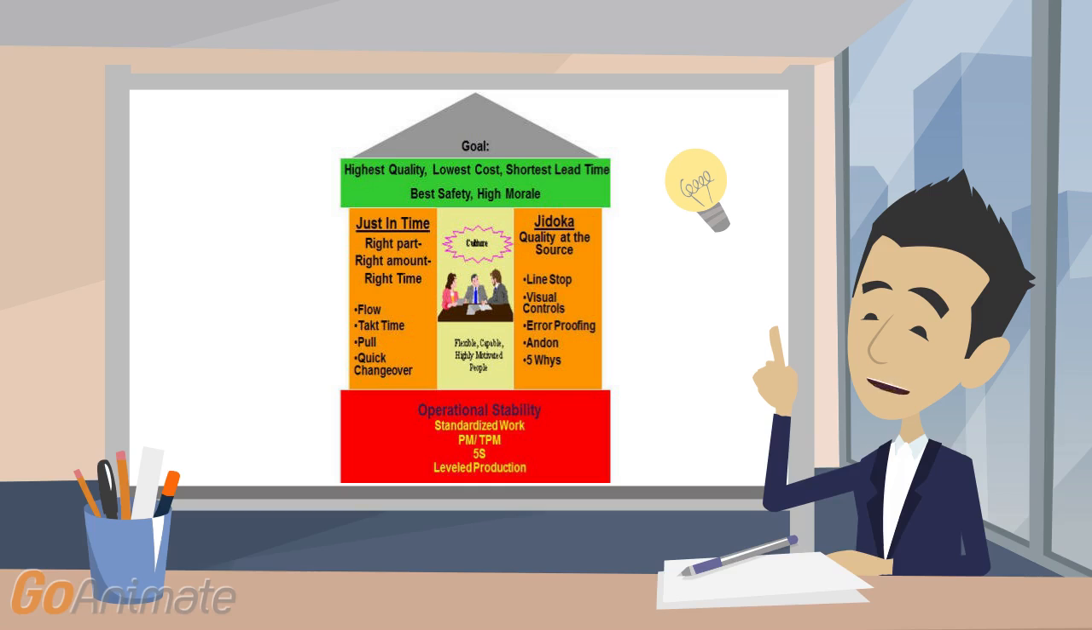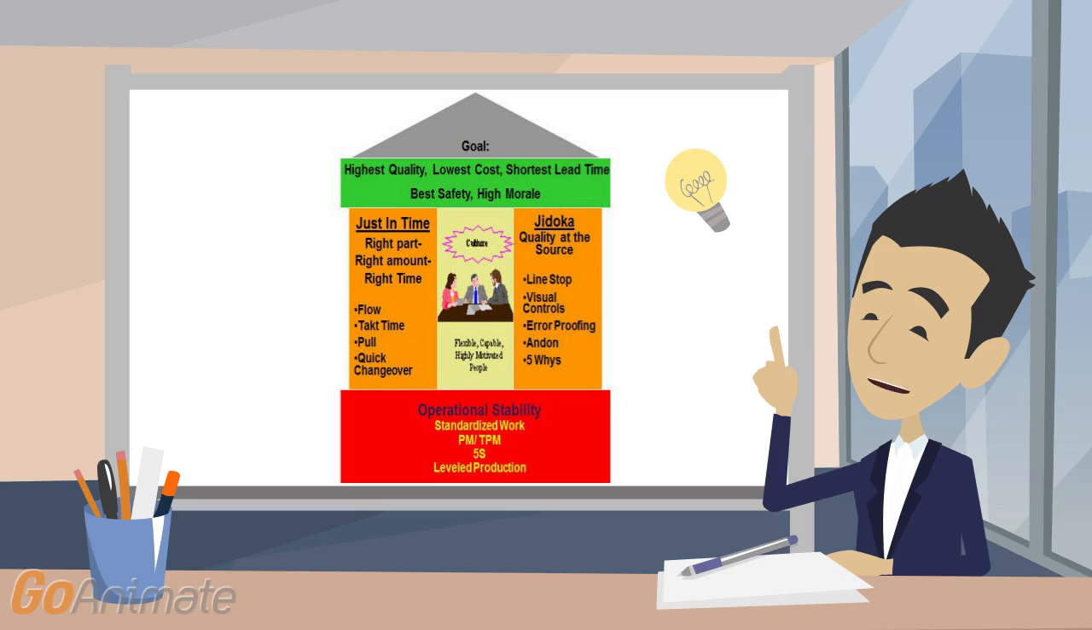We use continuous flow, moving the product from one value-added step to the next with no delay between steps. We set our production rate equal to takt time, the heartbeat of the customer. We use pull systems to build and provide only what the customer needs when they signal for it, and we use quick changeover to become more flexible at building what the customer needs when they need it.